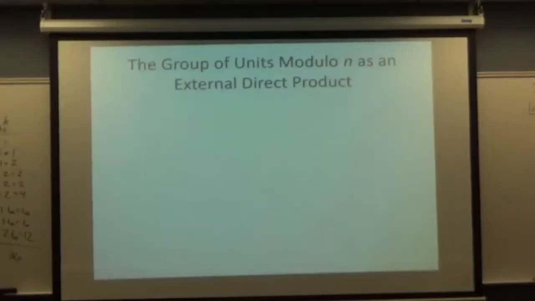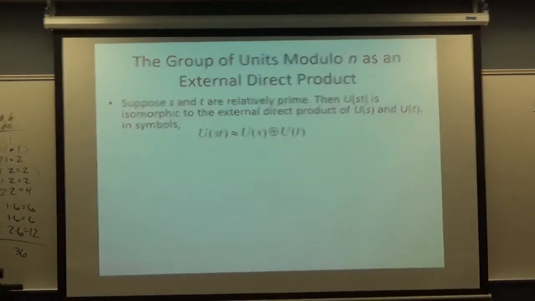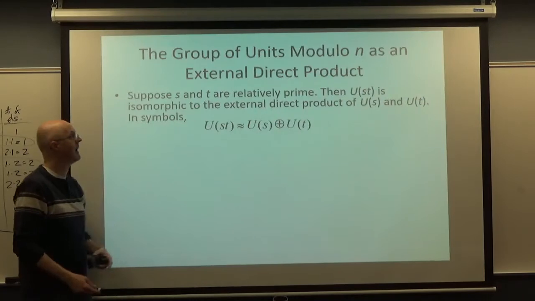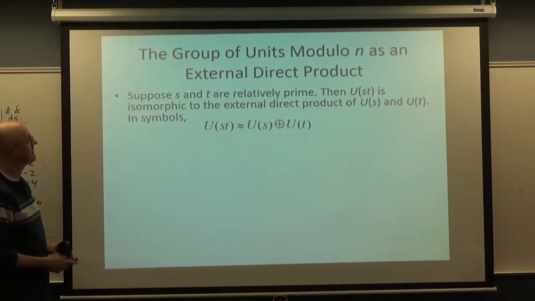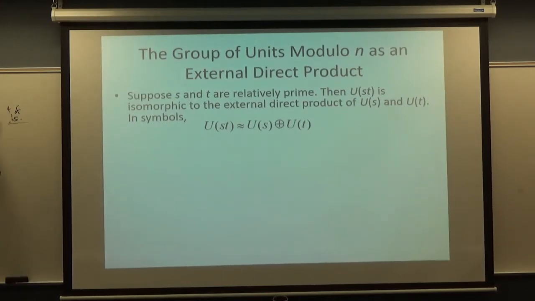As you know from chapter 8, there are facts about isomorphism classes for the group of units modulo n. There's this important fact, that once again, if S and T here now are relatively prime, then U(ST) is isomorphic to the external direct product of U(S) and U(T). Symbolically, you can write that. And this can be extended to U of a number that is a product of relatively prime numbers.